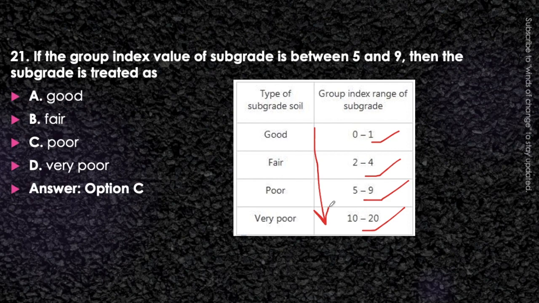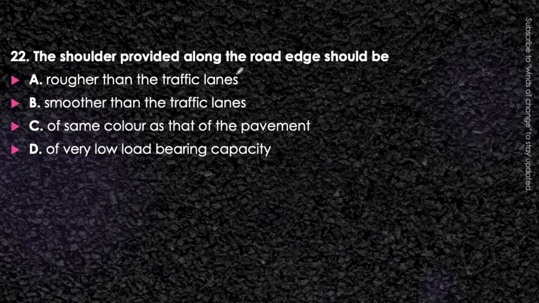Okay, next question. The shoulder provided along the road edge should be rougher than traffic lanes, smoother than traffic lanes, of same color as that of the pavement, or of very low load bearing capacity. What will be the answer? Just think about it. At the shoulder, first of all, it should be rougher than traffic lanes. Obviously it should be, because the traffic that will be stopping there has to stop and move from 0 speed. So that is why we have to provide rougher than the other traffic lanes. It cannot be smoother, it can be rougher only.